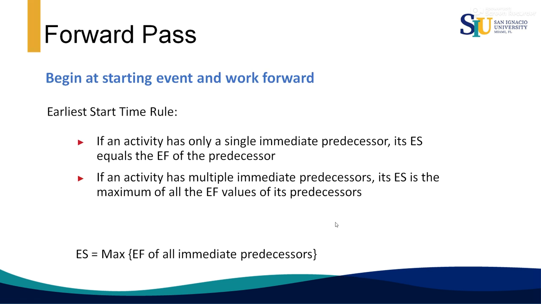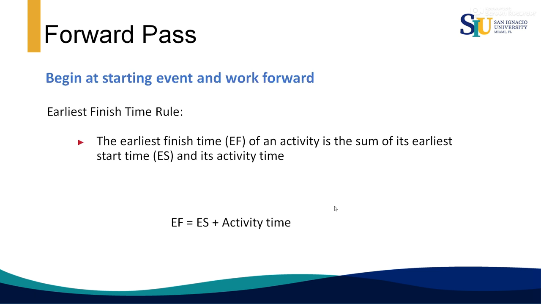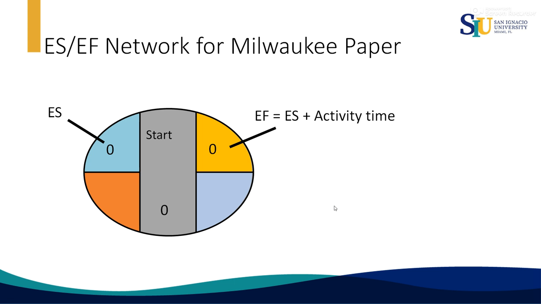Then we do what is called the forward pass. You can read this more in detail in the presentation, but to explain this video, I am going to go directly to the case of Milwaukee Paper. We start at time 0. The early finish is always the earliest start plus the activity time. The activity time of the start is 0.